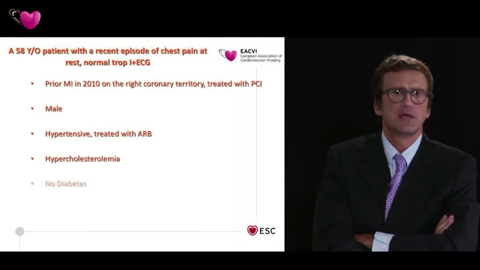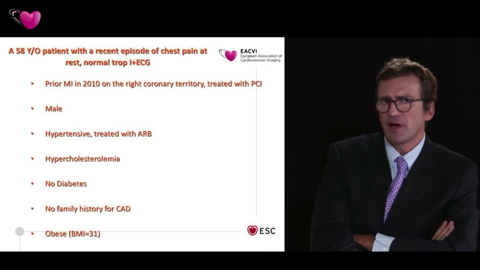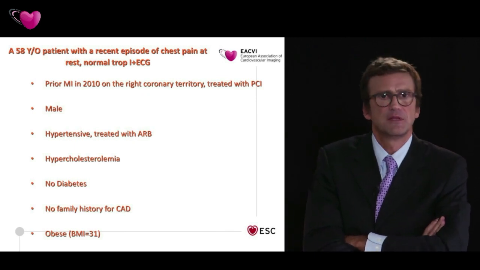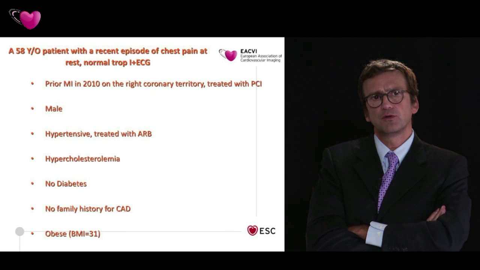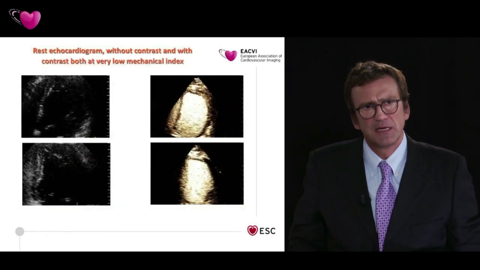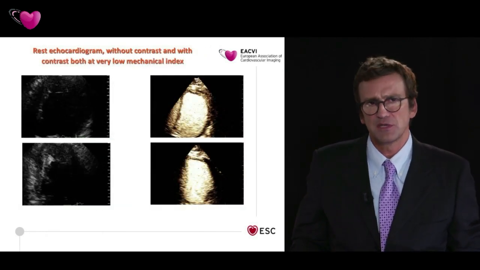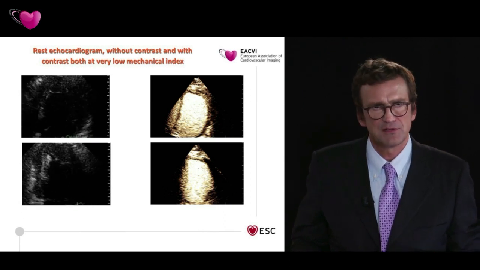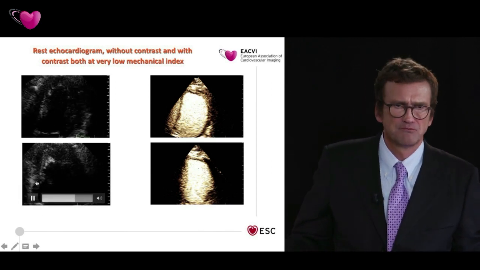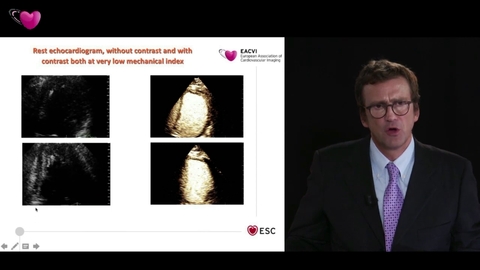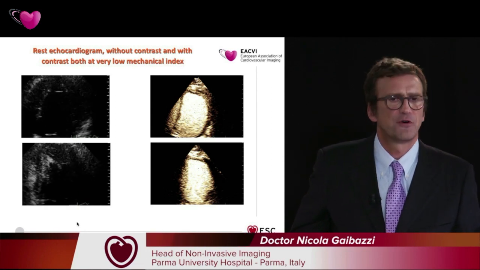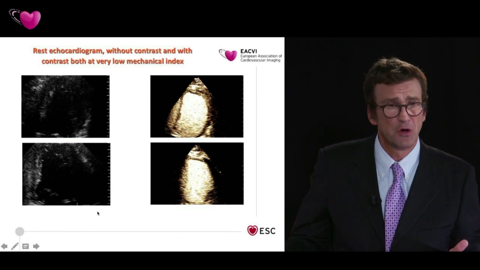This is a patient with prior MI in the right coronary territory, so the inferior segments, treated with PCI. Male, hypertensive, hypercholesterolemic, no diabetes, no family history of coronary artery disease, and obese. On the left are non-contrast images, and on the right the contrast images, still at rest, just to stress this. Not perfect images, but they show basically an akinesia here, which is due to the prior MI in the right coronary artery territory, and was known, but nothing else.